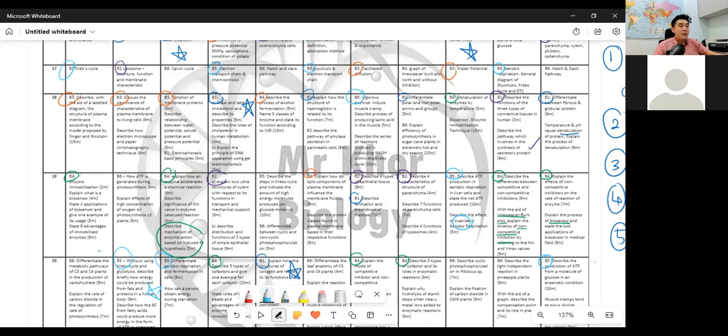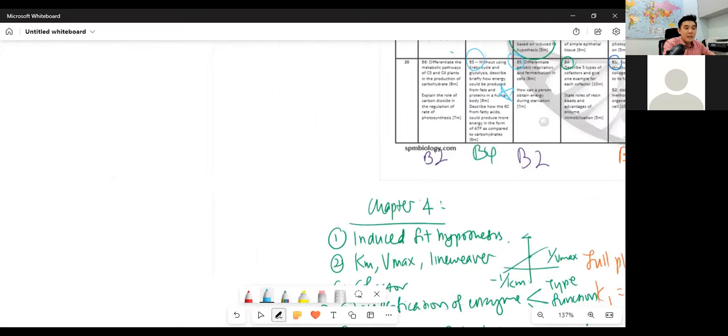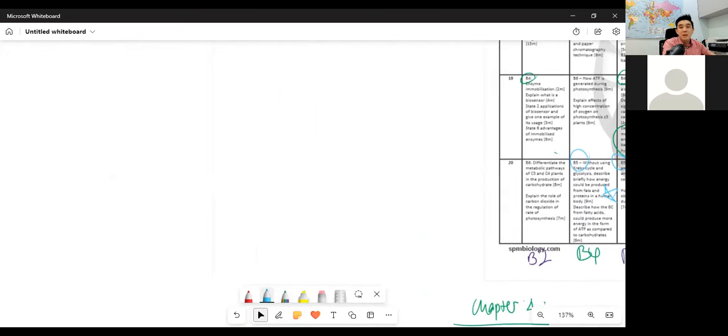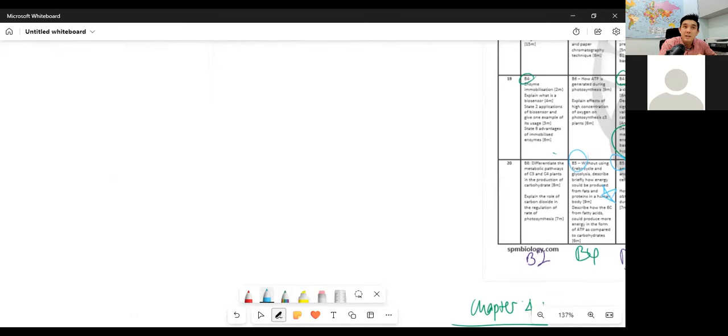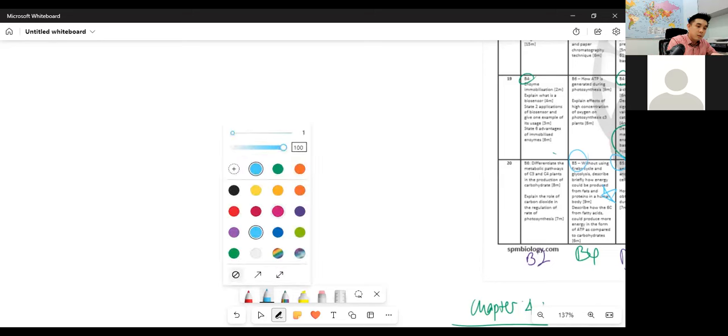Okay, guys, I think you would agree with me that chapter 5, you have to read everything, guys. It doesn't make sense to study glycolysis, don't study Krebs cycle. So chapter 5. Oh, I think I'll use this. I'll use what? Light blue.